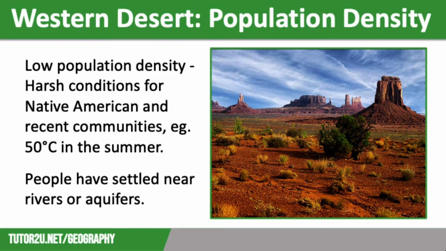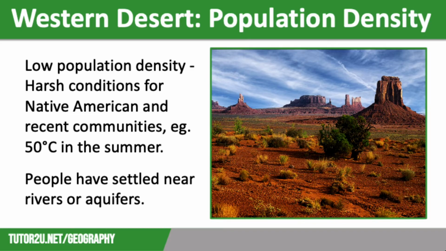Let's have a look at population density in the Western Desert. The harsh conditions in the Western Desert have made life difficult for many centuries, for traditional Native American communities and for settlers more recently. There are many areas across the region that are very sparsely populated or have no settled populations at all, for example Death Valley that you can see on the screen. Death Valley is in the Mojave Desert and has temperatures of around 50 degrees in the summer. This barely sustains plant life, let alone people and animals, hence its name.